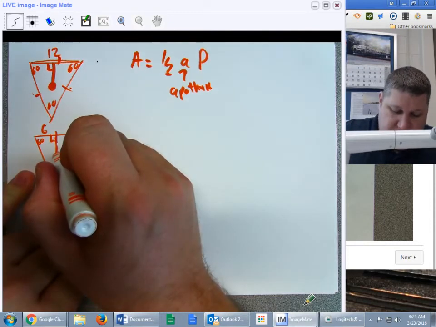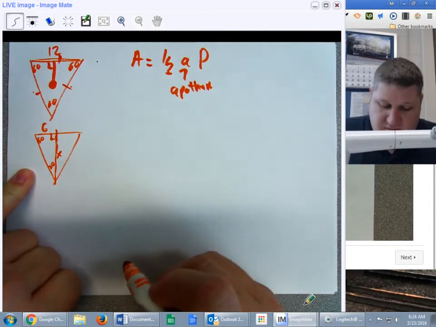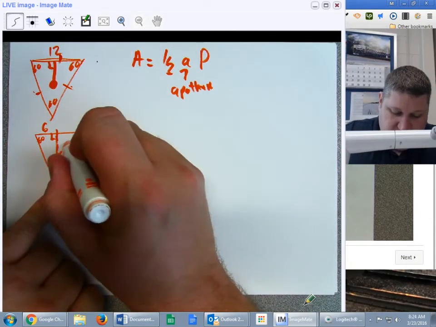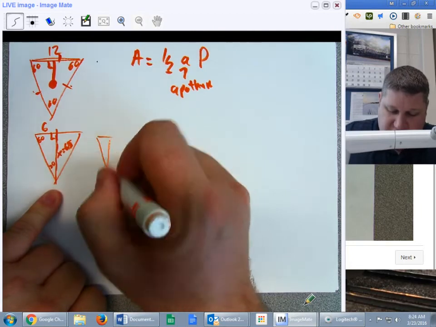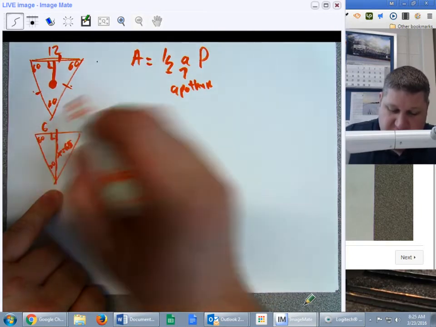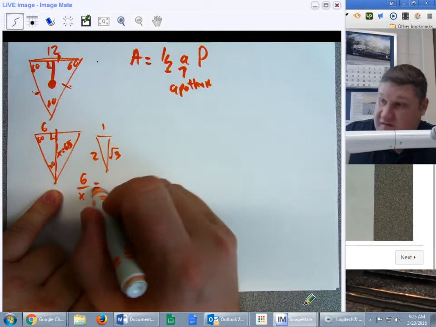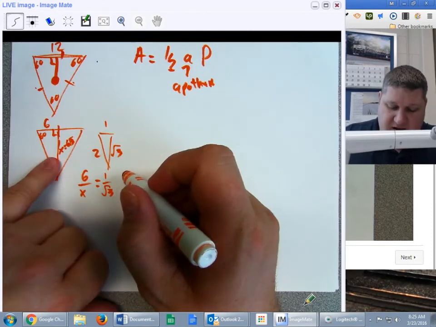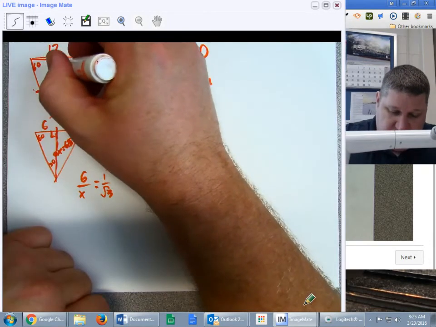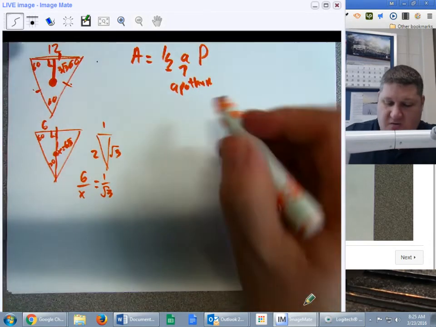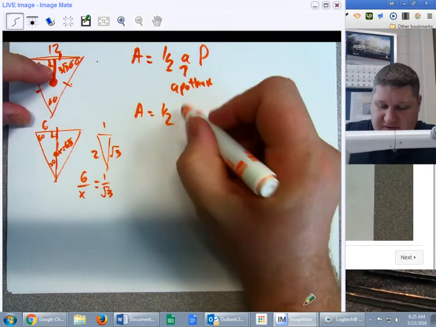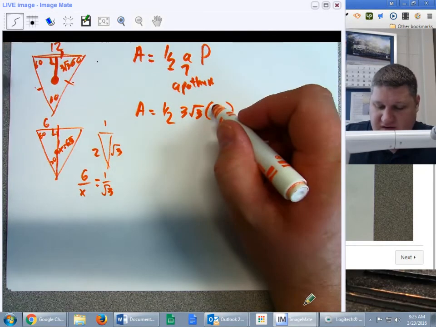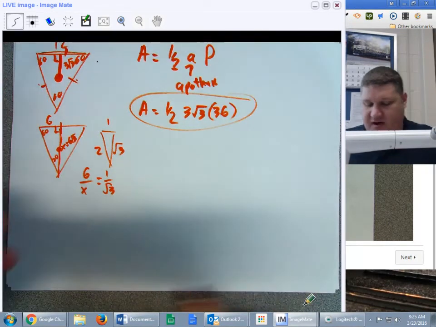So could I figure out what this total height is pretty quickly? Well, 30, 60, 90, if that's 6, this is 6√3, because remember, 30, 60, 90 triangles are 1, √3, and 2. So you'd say 6 is to x as 1 is to √3. There you go, 6√3. But now I only want half of that, so it's going to be 3√3. So area is 1/2 apothem, 3√3, times perimeter. Perimeter will be 12, 12, and 12, so that's 36. Put all that together, you got a win.